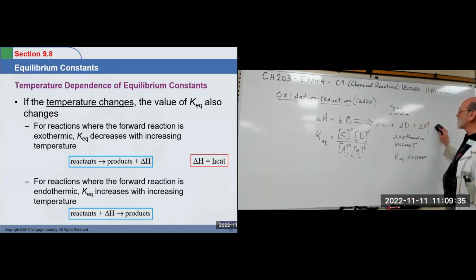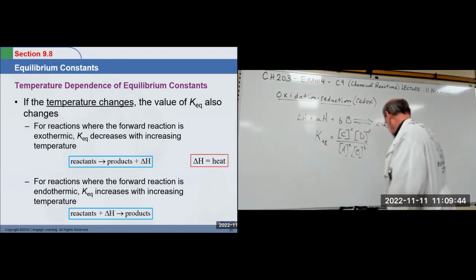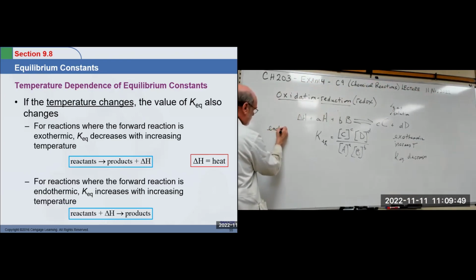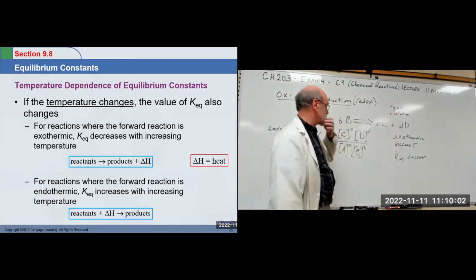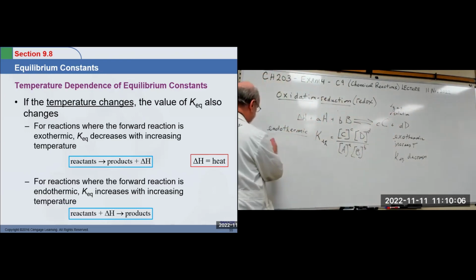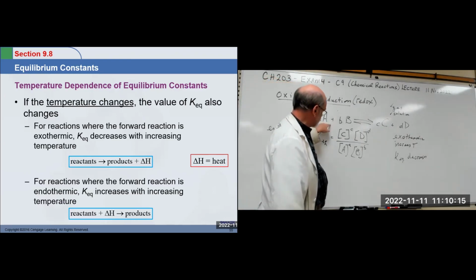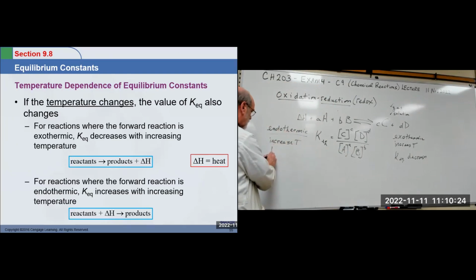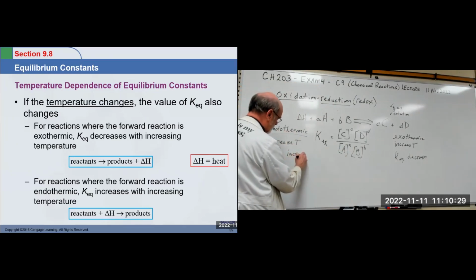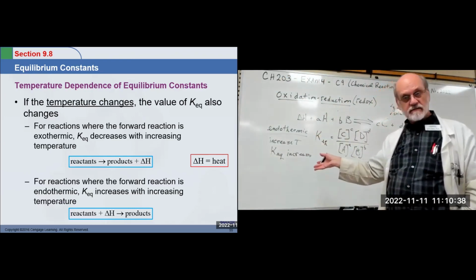So what happens if it's an endothermic reaction? In that case, we put the heat term on this side. And this is endothermic. So for an endothermic reaction, we're putting heat in and it's being stored over here in these bonds. So if you increase the temperature, what happens? You're adding this term, which means you're making less of this and more of that. So this is increasing, this is decreasing. So in the endothermic case, if you increase the temperature, the equilibrium constant increases. Okay? And if you decrease the temperature, then the K will decrease.